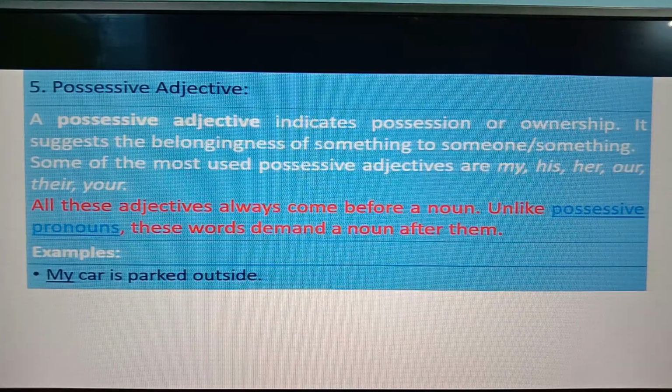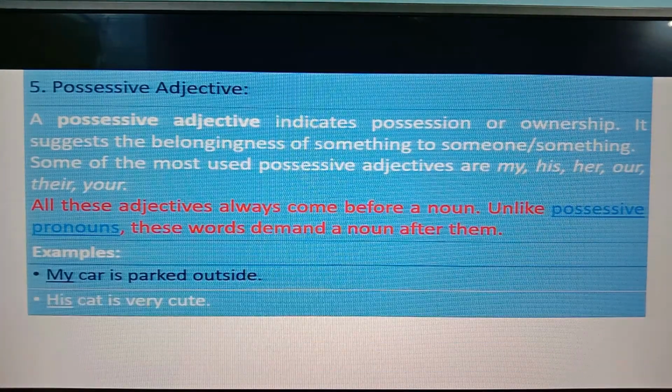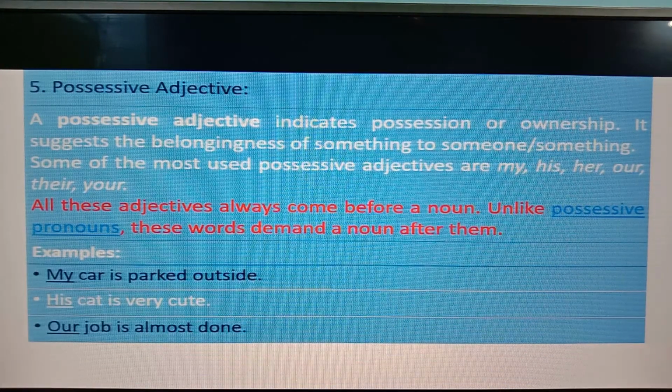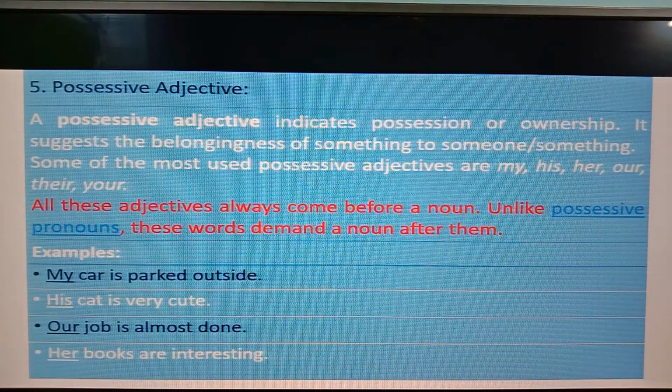Examples: my car is parked outside. His cat is very cute. Our job is almost done. Her books are interesting.